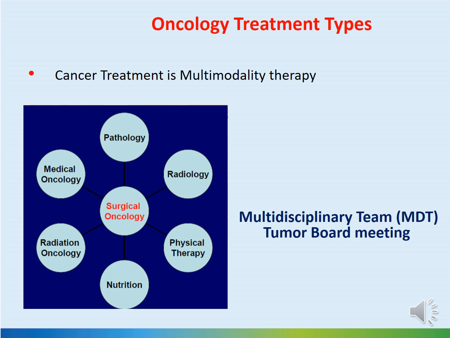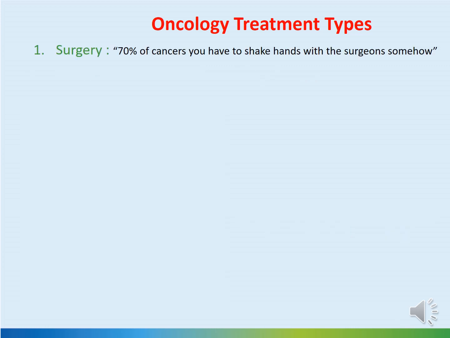So before starting any type of treatment, the case has to be discussed in the MDT, then we can start with treatment. We know we have many types of treatments for cancer. We'll start one by one. The first and most common type of treatment for cancer is surgery.